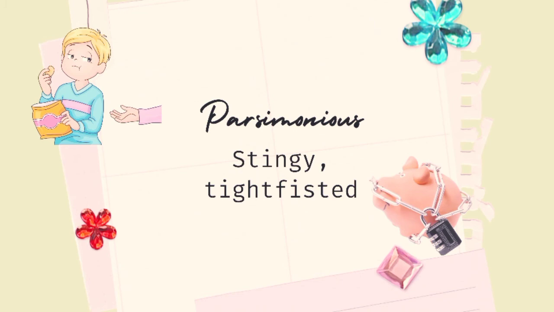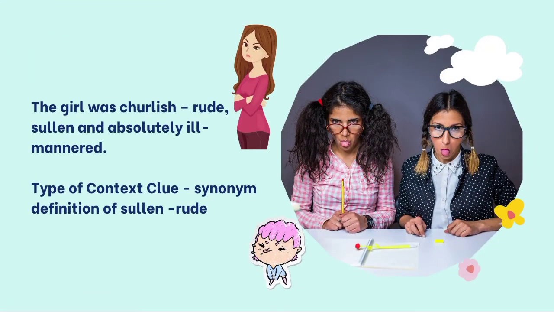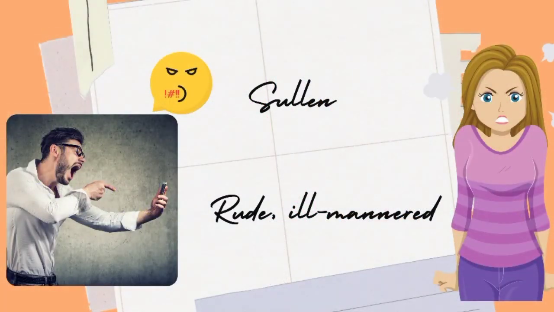Now, the last question for you. The girl was churlish, rude, sullen, and absolutely ill-mannered. This is quite easy, right? And this is synonymous, yes, because churlish, sullen, rude, ill-mannered, they mean the same thing. They have a similar meaning, okay? So that is a synonym context clue.